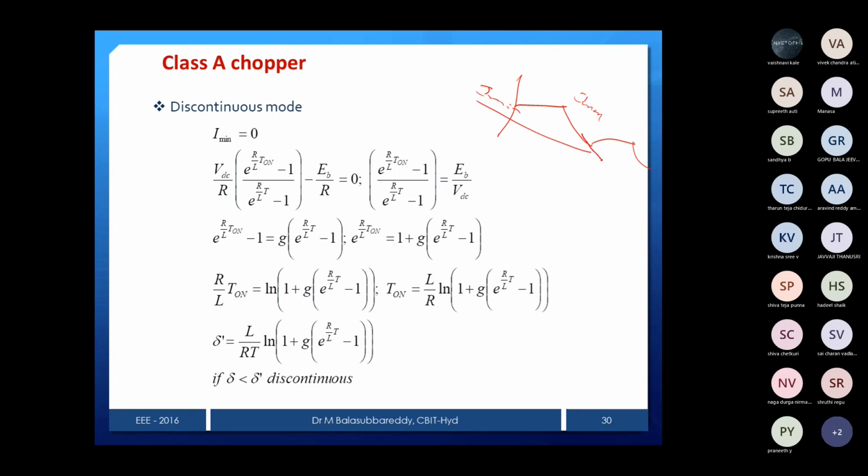If I minimum reaches 0, that becomes a discontinuity. It goes on decreasing and finally reaches 0. That is discontinuous. Therefore, I min is equal to 0. I call it the discontinuity condition. So now I min is equal to 0.